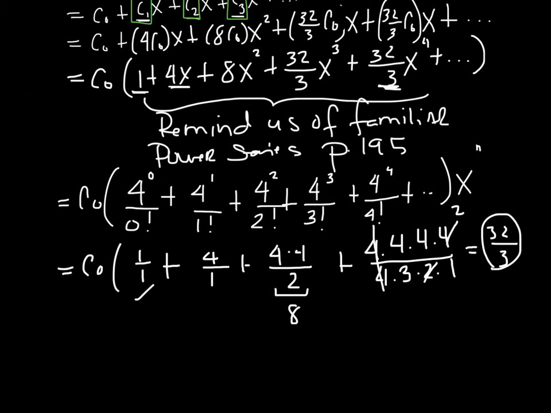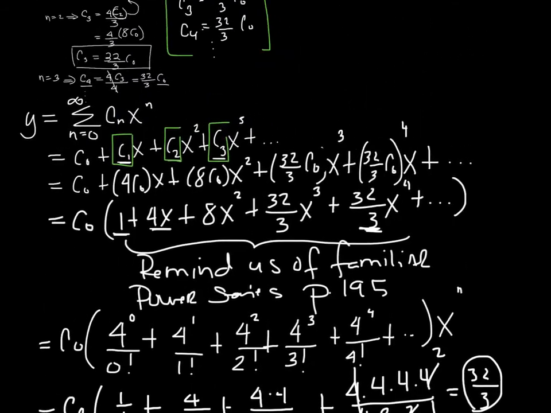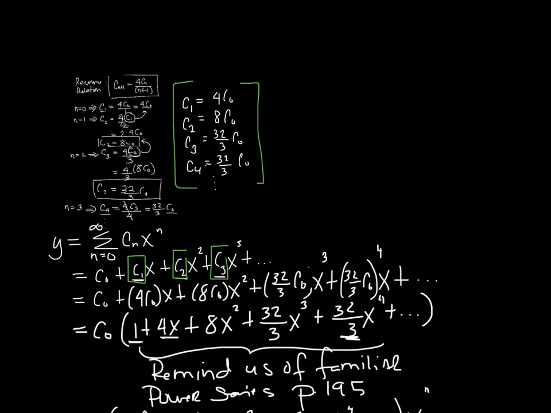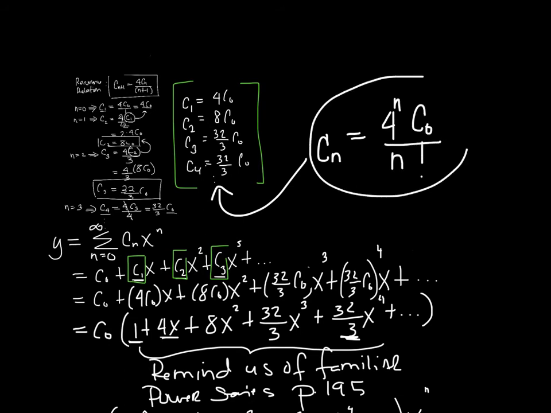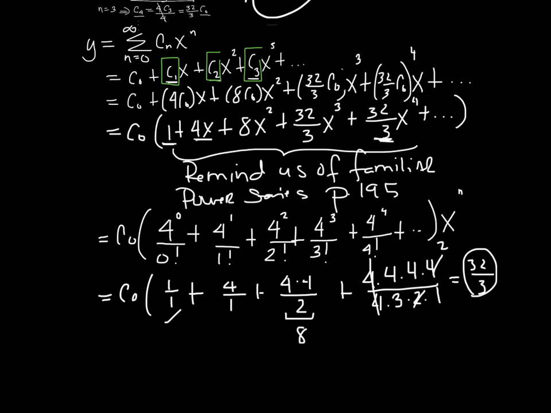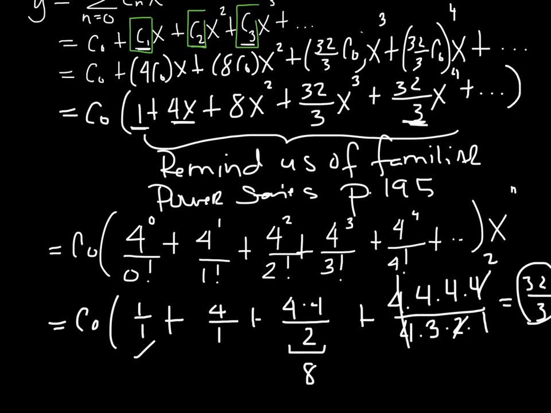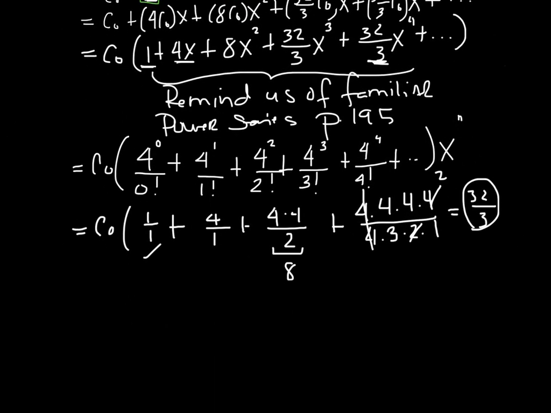This one involves factorials, and if you want to write your general Cn, it is going to be 4 to the n times C naught over n factorial. Again, this comes with practice. Don't stress about it if this is your first time doing this and you're not catching the pattern. That's fine. It's just practice. Let me rewrite this a little bit. Well, we have it here actually.